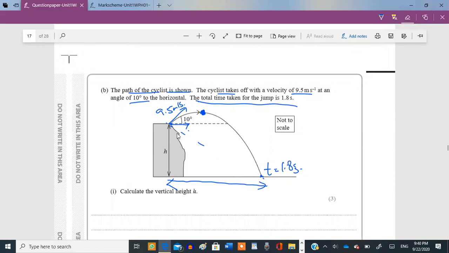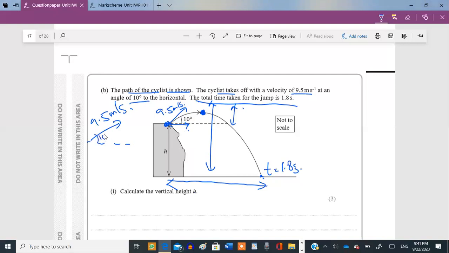To calculate the height, we'll need to use two displacements: the total height, and then we need to subtract this height from it. Now, how do we calculate the total height and this height? First, you'll need to calculate just the vertical component of this velocity. This is 9.5 meters per second, and this is 10 degrees.